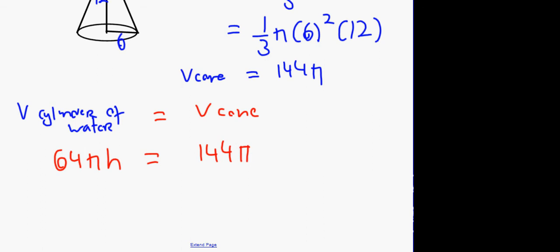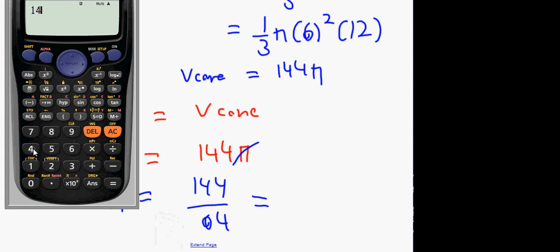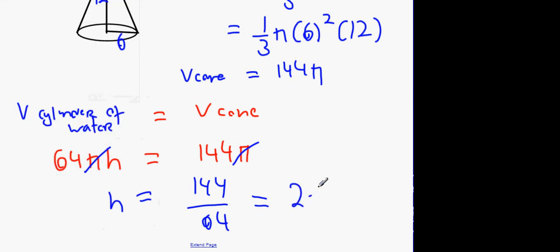What happens to the pi's? We cancel them off and divide. h is 144 divided by 64, which is 9/4. What is it? 2 1/4. That sounds about right. 9/4, which is 2.25 or 2 1/4. Okay.